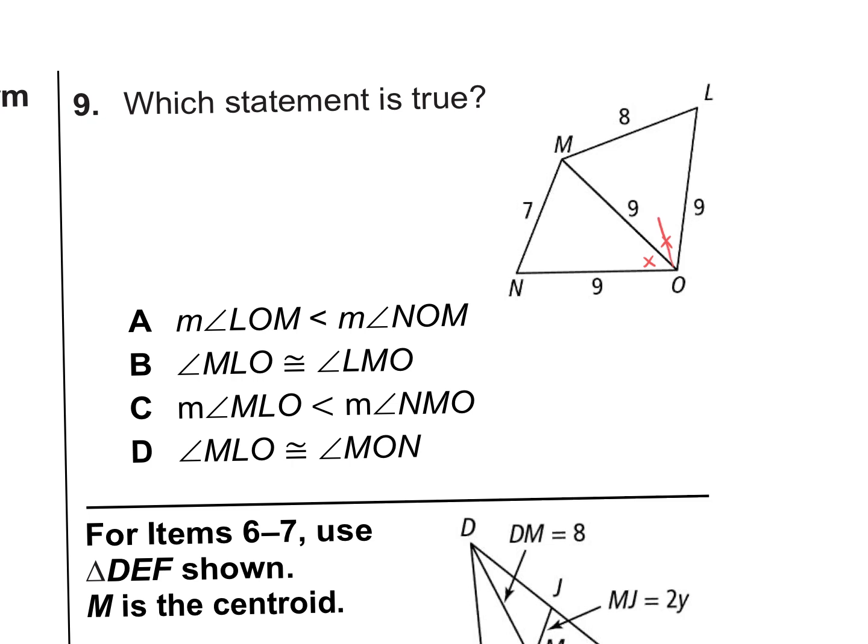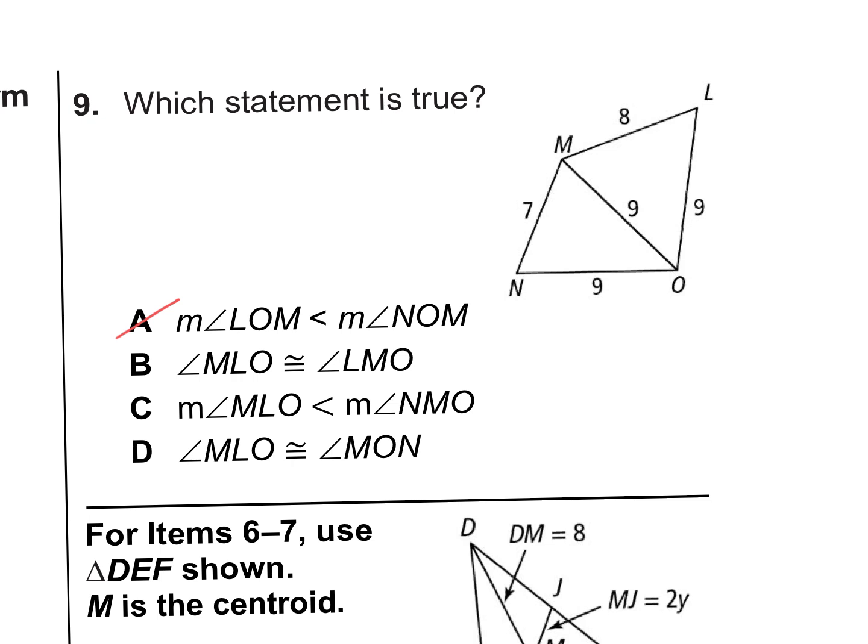LOM is across from 8. NOM is across from 7. It's false, because LOM has the greater side, so that means it should be the greater angle. Okay? So we know A is not true.